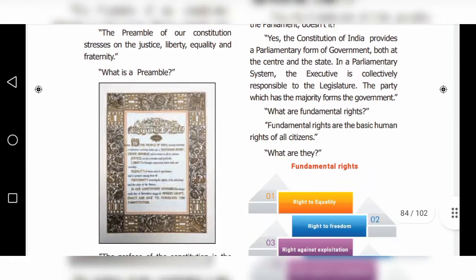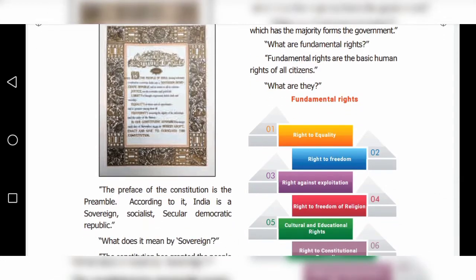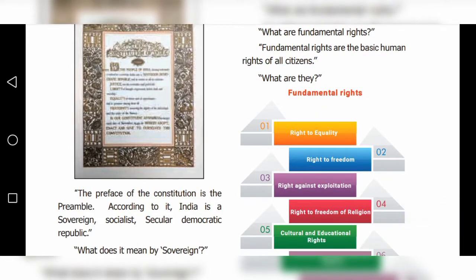Next one, the fundamental rights. What are fundamental rights? Fundamental rights are the basic human rights of all citizens. Fundamental means basic, preliminary. There are totally six fundamental rights. What are they? Let's see. First one, right to equality. So all the citizens of India are equal.